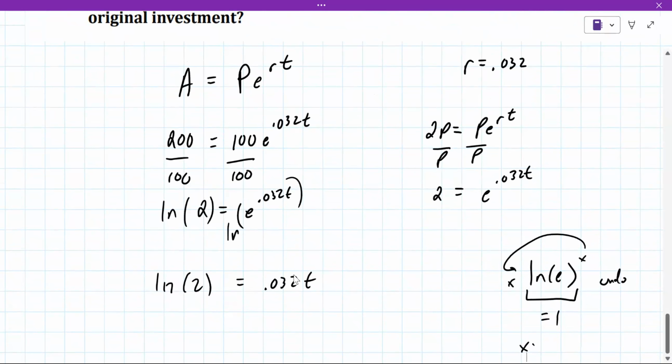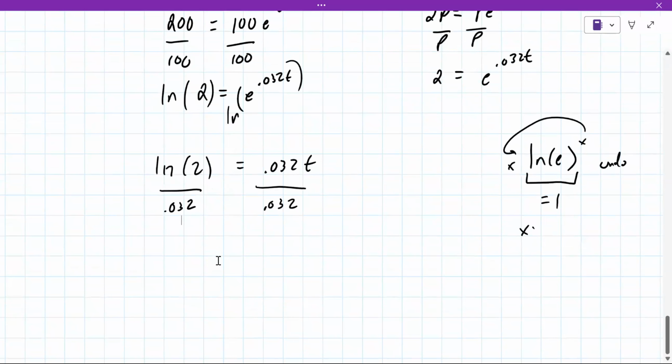You've seen that before. And then you divide everything by 0.032. So T equals natural log of 2 over 0.032.